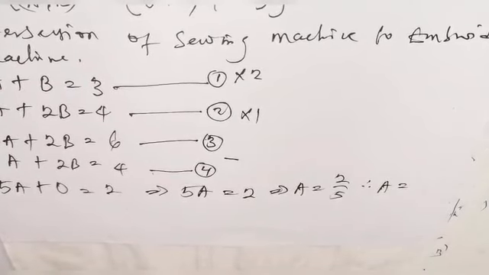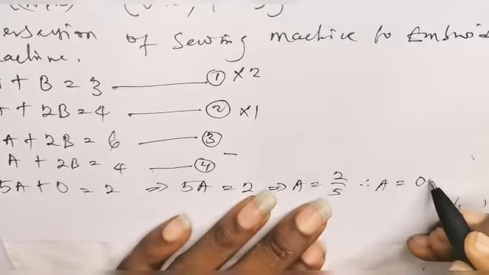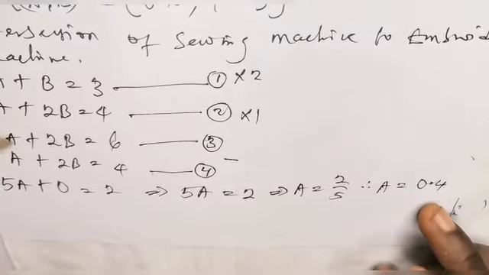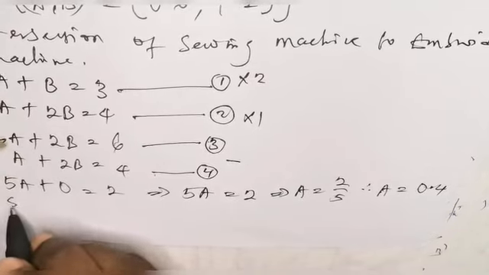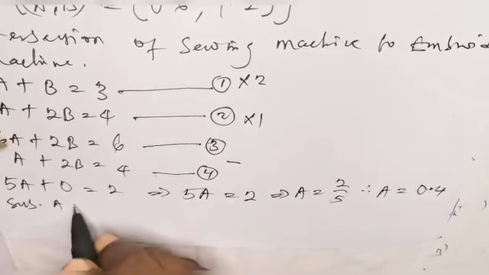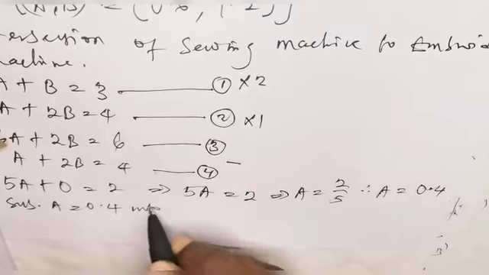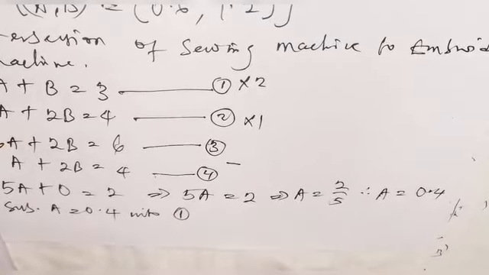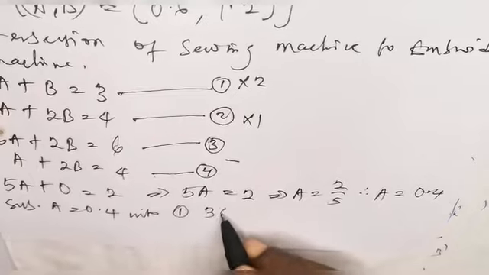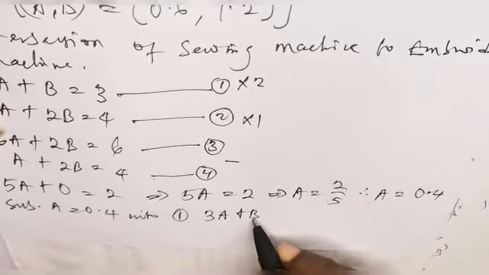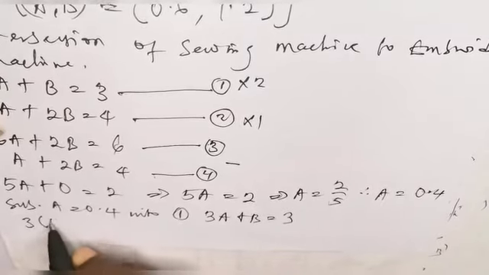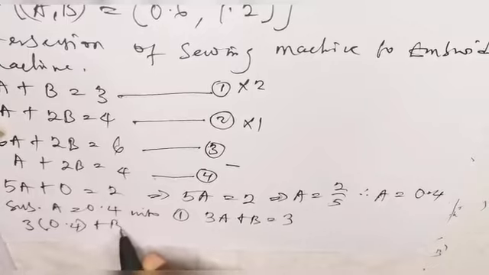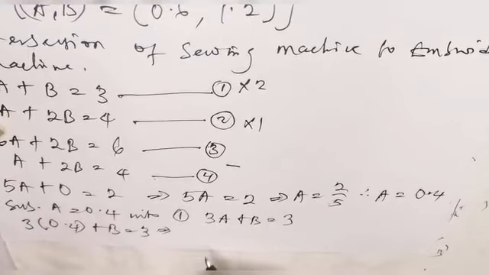Okay, 2 divides by 5, that gives us 0.4. So a is 0.4. So if I know a, I can choose to substitute into any of the equations. So substitute a equals 0.4 into, let's also use equation 1, and from equation 1 we have 3a plus b is equal to 3. This implies that 3 times a, now 0.4, plus b equals 3.